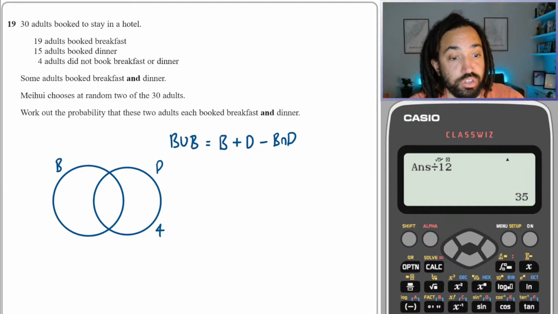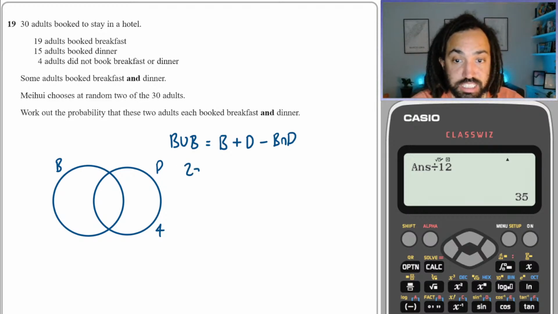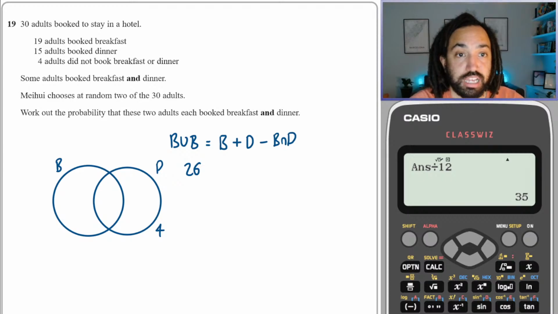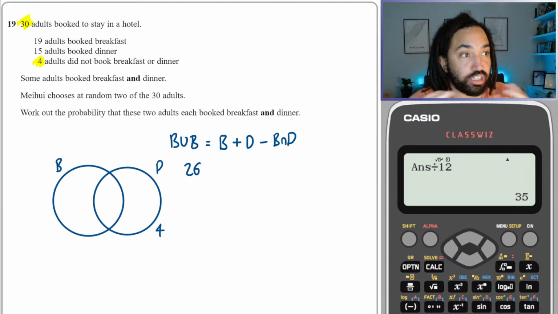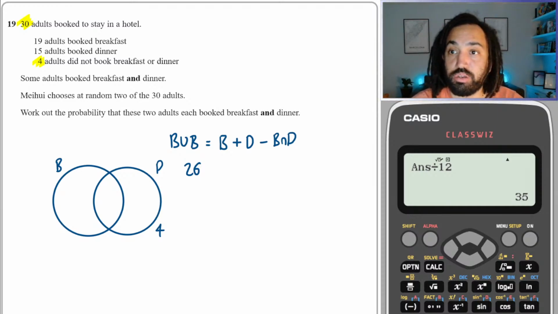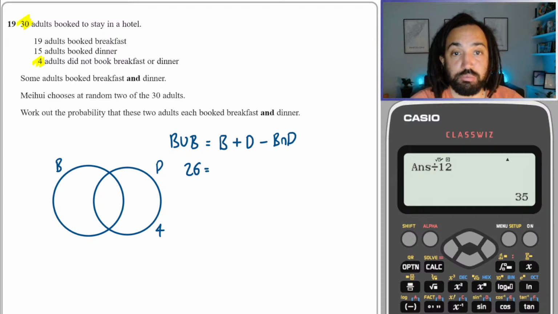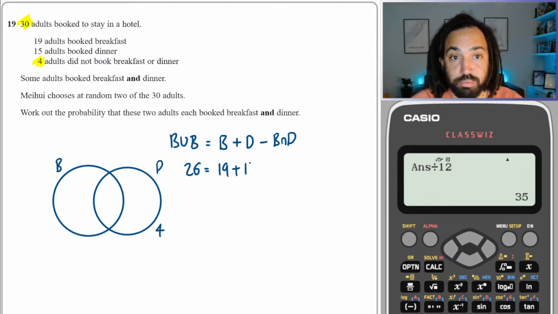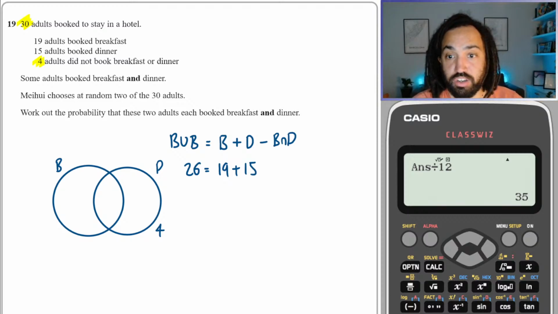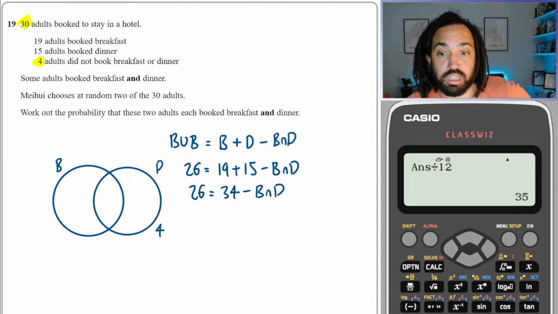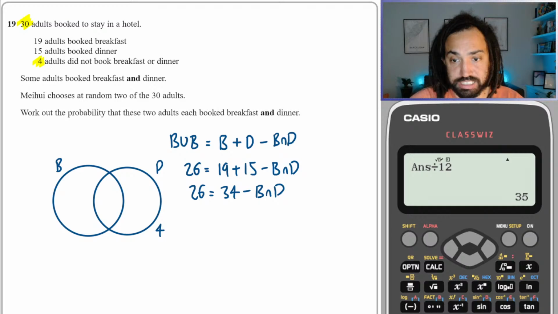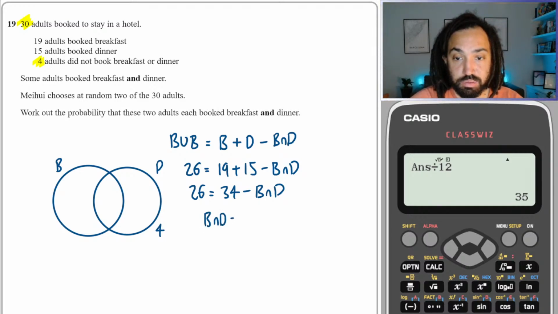So in this case, I know the union of B and D is 26 because I know there are 30 adults and 4 of them are not in the Venn diagram at all. They're not in the circles. They're not in the union. So I know the union is 26. The number of people in B are 19 and the number of people in D are 15. So this allows me to work out the bit in the middle, because I have 26 is equal to 34 minus the bit in the middle. So therefore, just rearranging that, it's going to give me the bit in the middle is equal to 8.